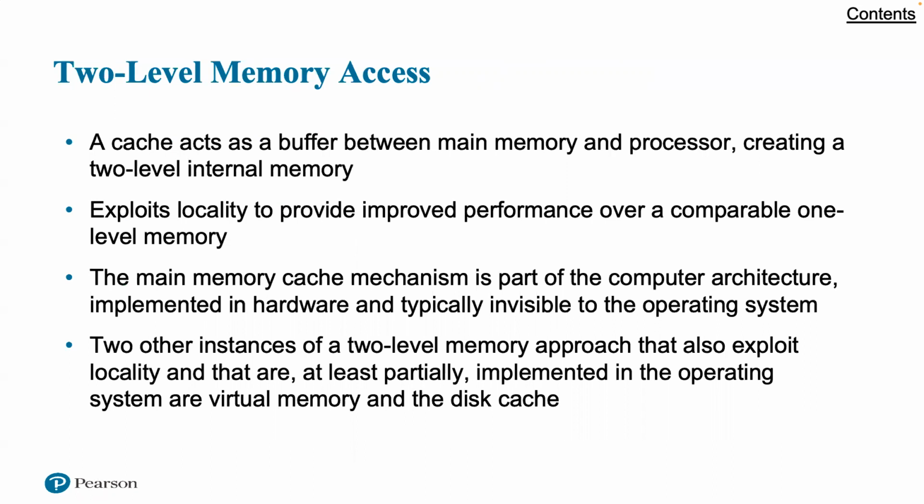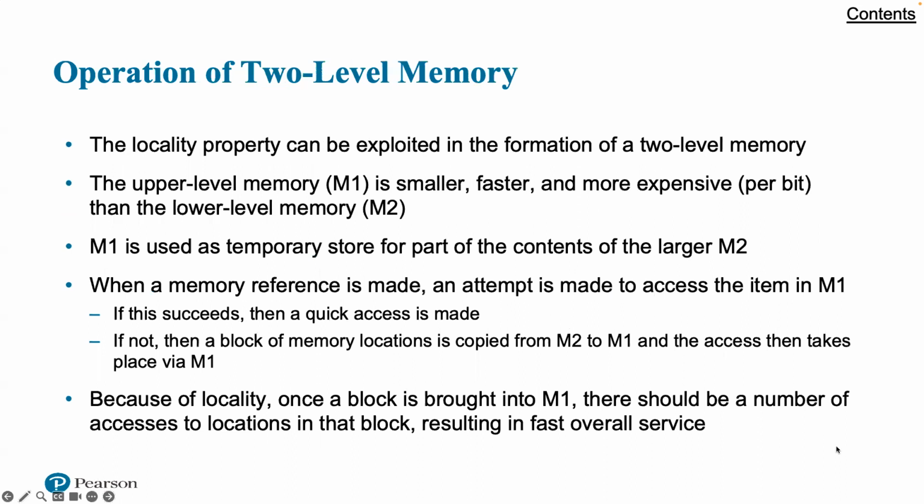There are two other instances of the two-level memory approach that also exploit locality, and that are at least partially implemented in the operating system: virtual memory and the disk cache. Virtual memory is explored in Chapter 9. Disk cache is beyond the scope of this book, so we won't be getting into that in detail. So that's a quick little perspective on that. Now let's talk about the operation of two-level memory.